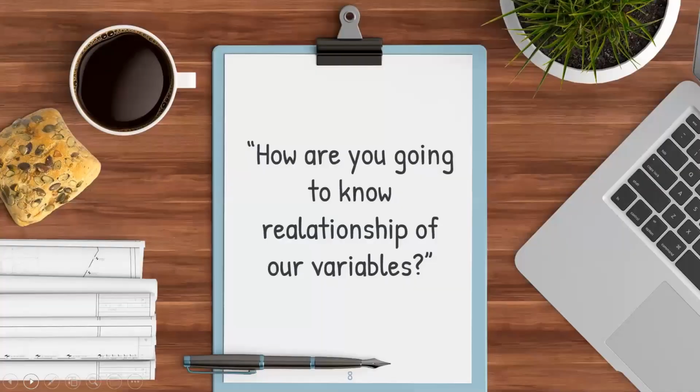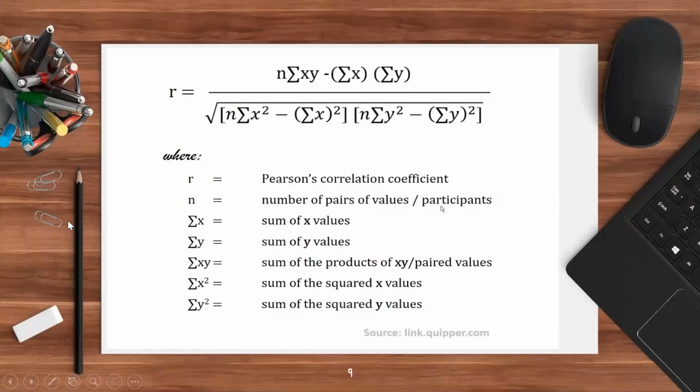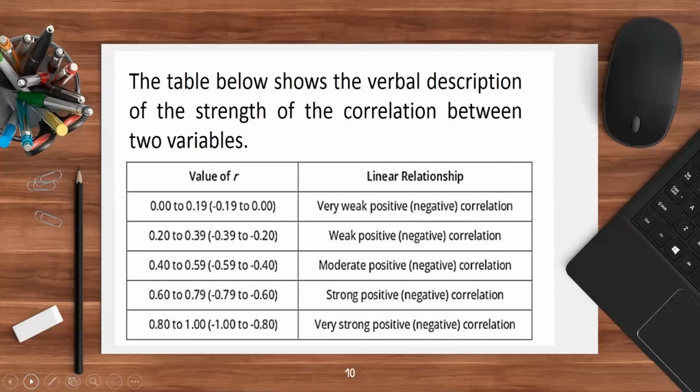So the only problem now is this, and this will be our objective. How are we going to know the relationship of our variables? Here is the Pearson r correlation coefficient formula. Okay? Yan po yung formula natin. And here is the description of the strength of relationship between two variables. Okay? So it is written here.